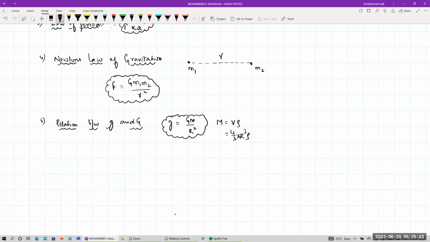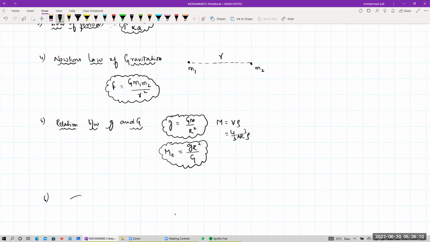So what will be the mass of the Earth? If you want to calculate the mass of the Earth, the mass of your Earth will be equal to g into R square divided by your gravitational constant. That will be the mass of your Earth, because g is a constant, the radius of Earth is a constant, and the G value is also a constant.